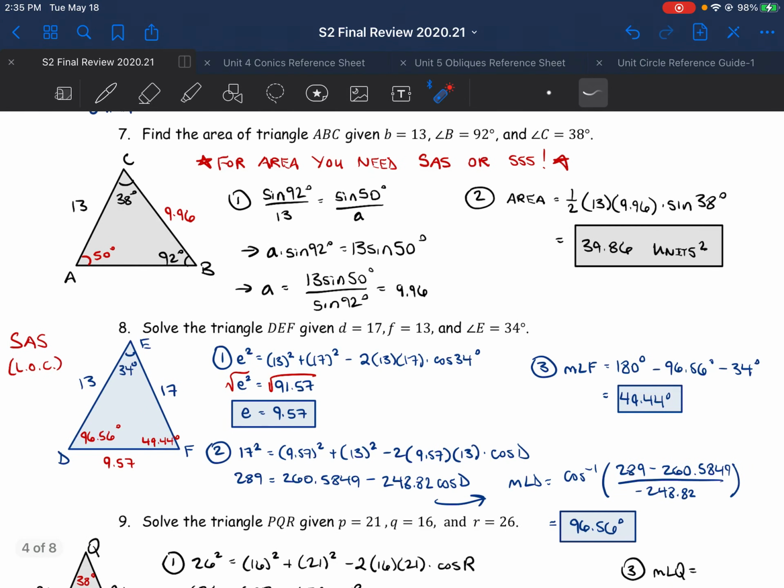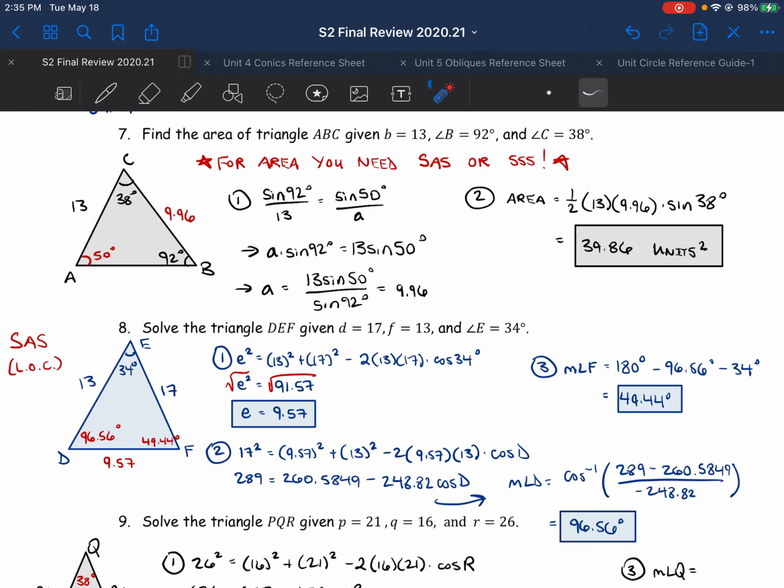All right, problem number 8, and this one, you need to be careful with. So it says to solve the triangle DEF, given that side D is 17, side F is 13, and angle E is 34 degrees. And here the values in blue are my original angles. So notice we have a side angle side triangle. Side angle side means we're going to be using the law of cosines. Now the reason you have to be careful with this problem is because it's a little deceptive.